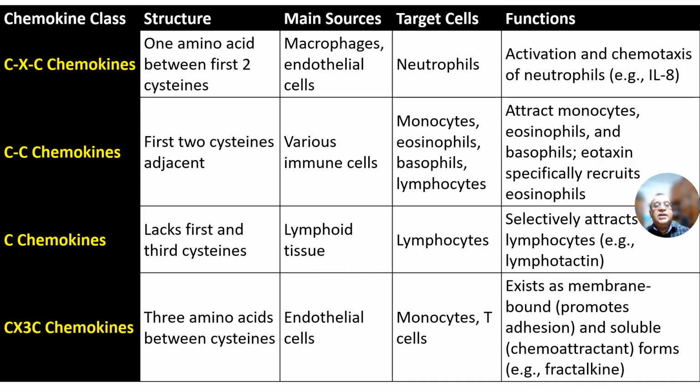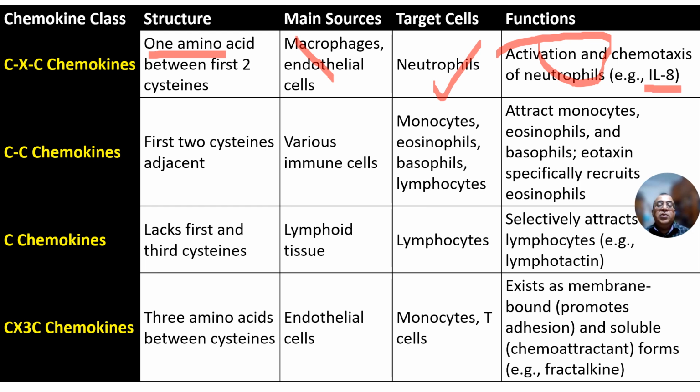This table is summarizing the chemokines, their classes, structure, main source, and their function. So CXC chemokine has one amino acid between the first two cysteines. The major source is macrophage and endothelial cell. The target cell is neutrophil. And activation and chemotaxis of neutrophils is their main function. An example is interleukin 8.